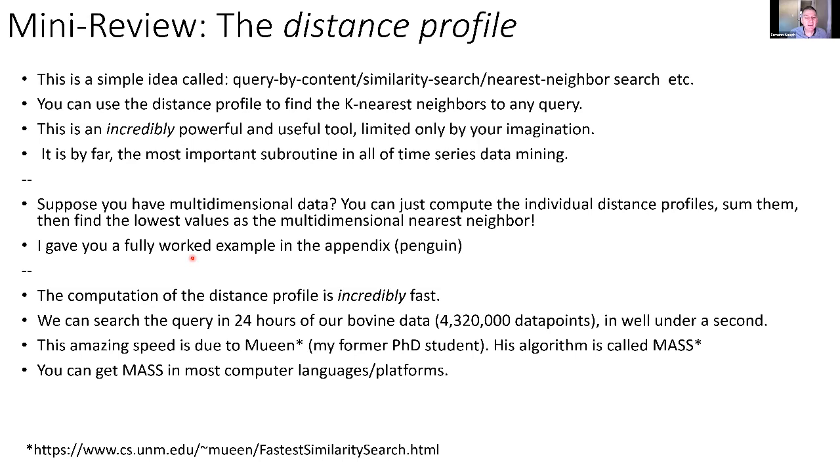As I previously hinted at, this is unbelievably fast to do. So let's say you have 24 hours of our friend Apollo's bovine data. That's about 4.3 million data points. We could search that in well under a second, even on a cheap laptop machine. The speed at which we can do this is due to an algorithm called MASS that was invented by my former PhD student, Abdullah Mueen, who's a bit of a genius. And you can get MASS in basically any language, any platform these days.